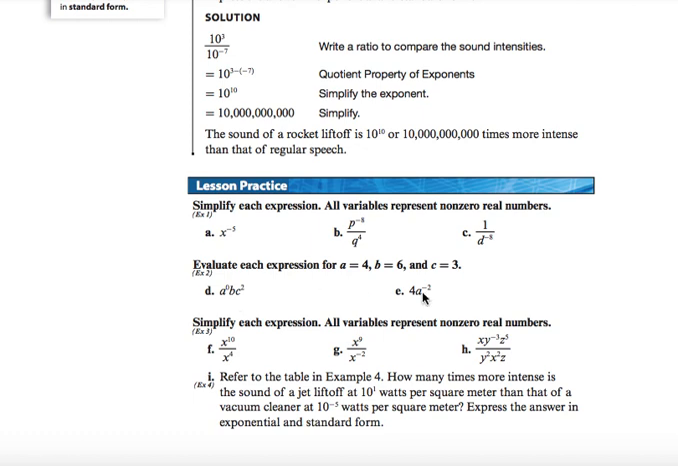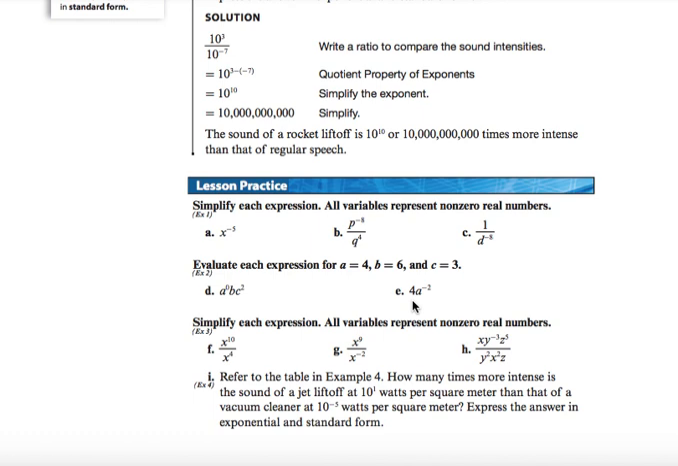And for letter E, I've got 4 times a to the negative 2nd. To change that to a positive value, I would put it in the denominator. So I've got 4 over a to the 2nd. And a is 4, so it's 4 over 16. 4 over 16 is going to be equal to 1/4.